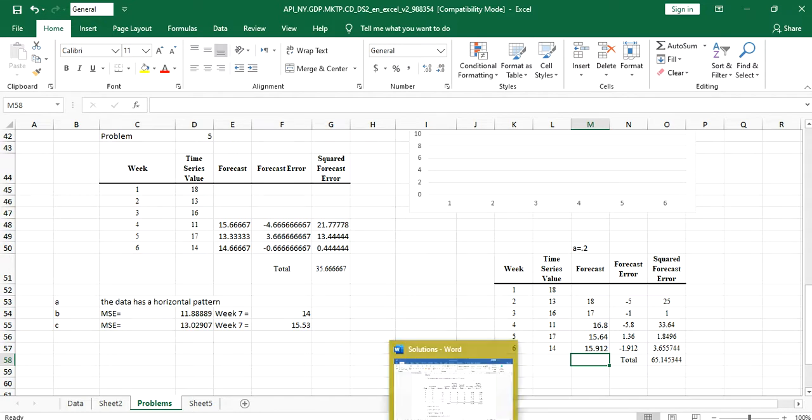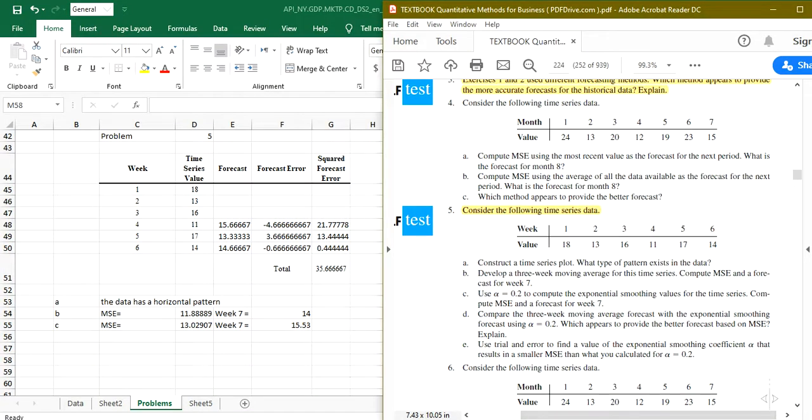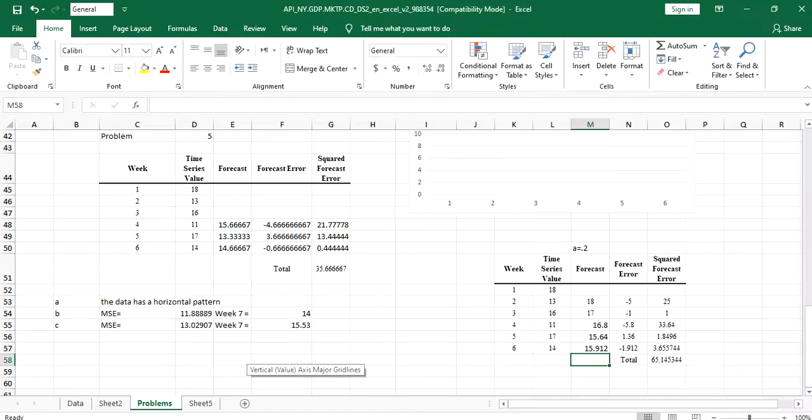So now let's get back to the question. Compare the 3-week moving average forecast with the exponential smoothing forecast of 0.2. Okay, which approach provides the better forecast based on this one? So we compare these two and obtain results.